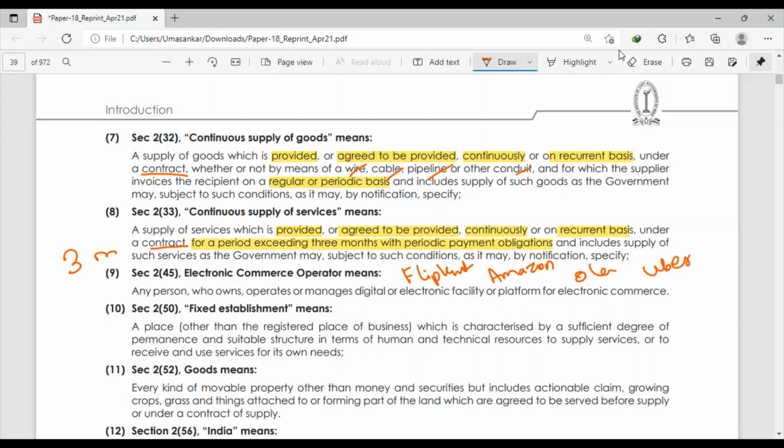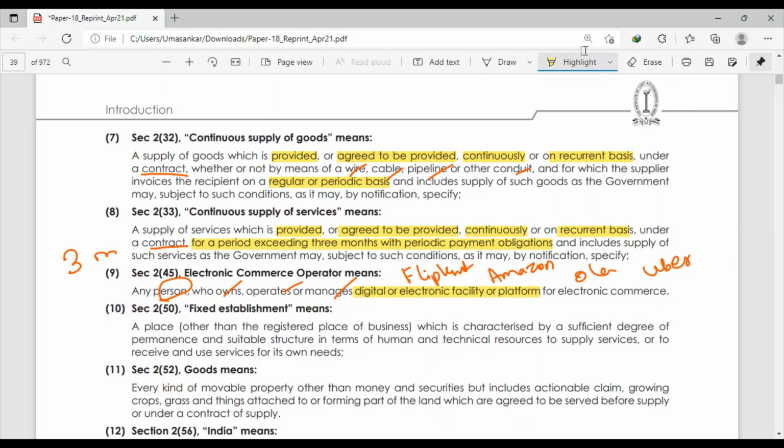What do they do? These are the persons who own, operate, and manage a digital or electronic facility or platform. Flipkart and Amazon own, operate or manage a digital electronic platform for electronic commerce. Commerce means business or trade. Electronic means digitalization of the business activities through a platform. That platform is provided by the electronic commerce operator.